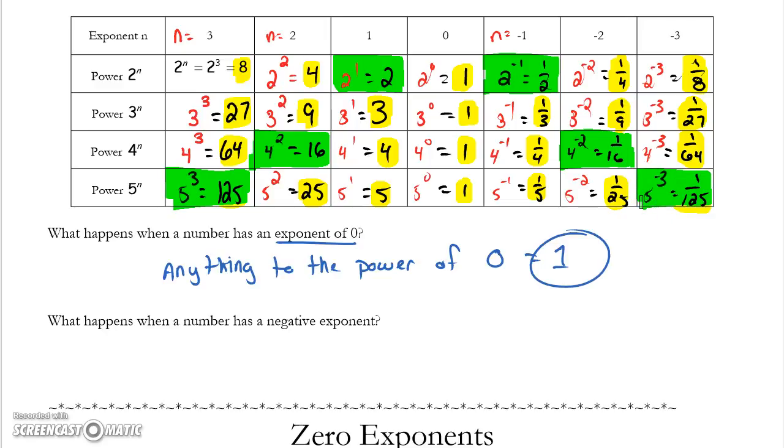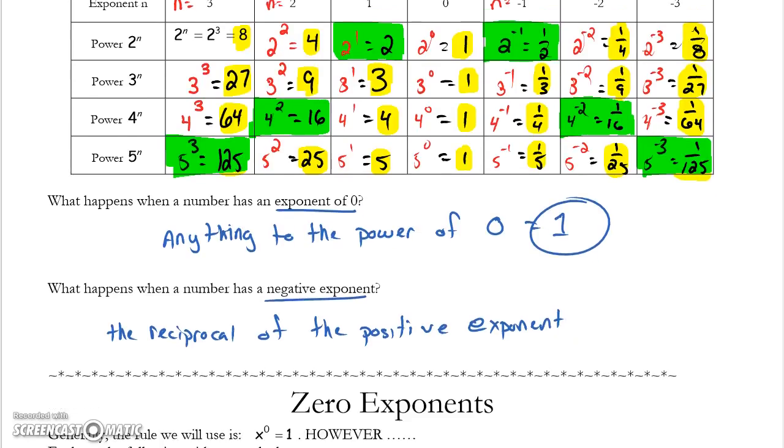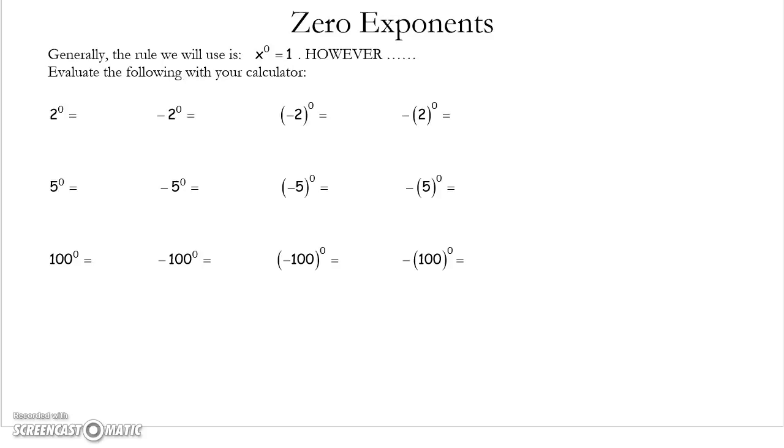So what's really happening here is we're getting reciprocals. The negative exponent is the reciprocal of the positive exponent. And we'll put that in different words a little bit later on in our notes. But that's generally what's happening here. Let's take a look at some examples. This is an important idea.